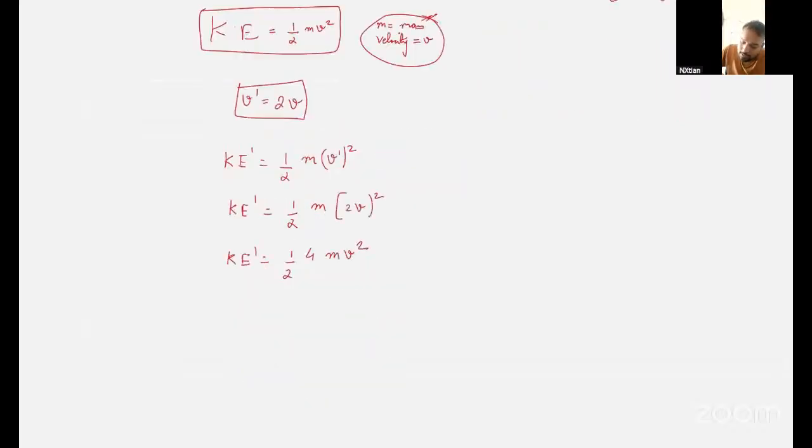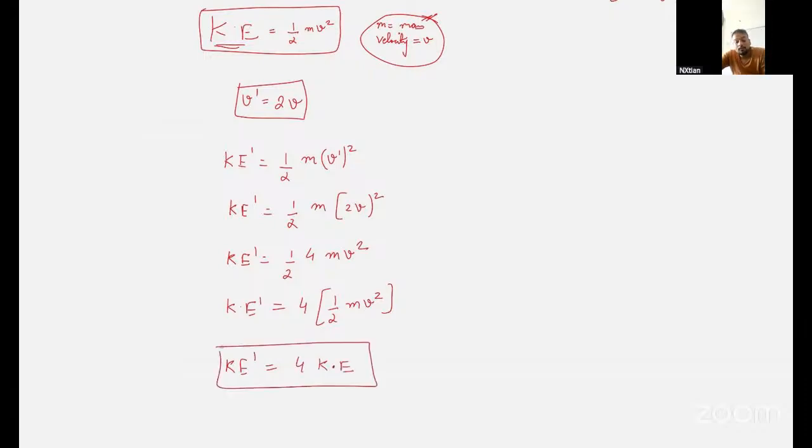Okay. I will not cut it. Why am I not cutting it? I will say, it will be 4 into half into mv square. Now half mv square is equal to KE, the kinetic energy before. So KE dash is equal to 4 times the KE. So we can conclude that if the velocity of the particle is doubled, the kinetic energy will increase by 4 times. Got it?